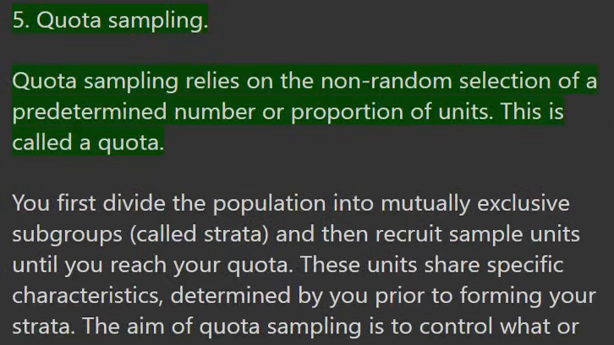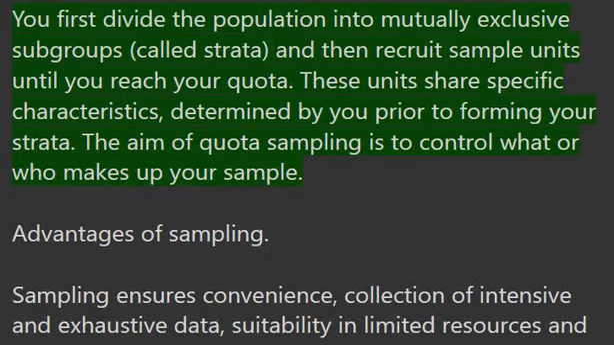5. Quota sampling. Quota sampling relies on the non-random selection of a predetermined number or proportion of units. This is called a quota. You first divide the population into mutually exclusive subgroups, called strata, and then recruit sample units until you reach your quota. These units share specific characteristics, determined by you prior to forming your strata. The aim of quota sampling is to control what or who makes up your sample.